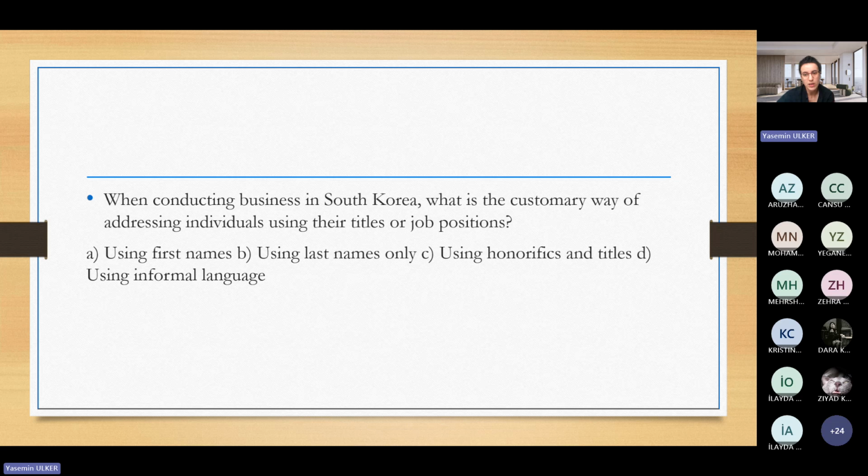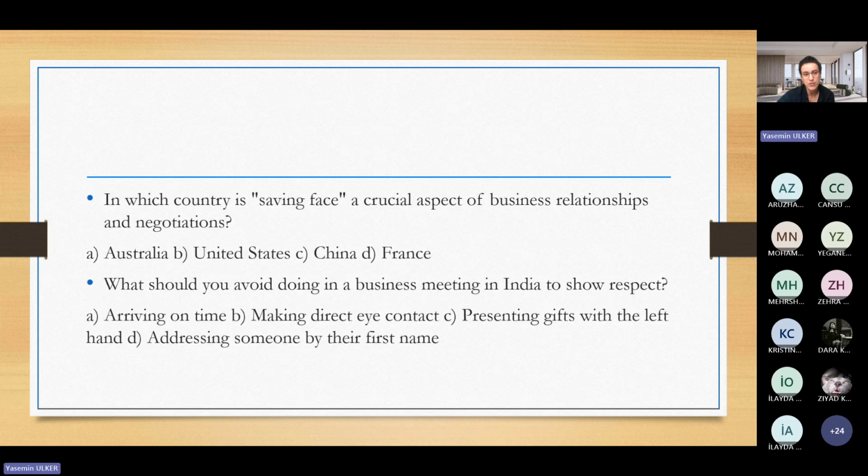3, 2, 1. In which countries? Aha, you know the answer. Saving face. Who is saving face? Easy. I really want to send a heart to this classroom.